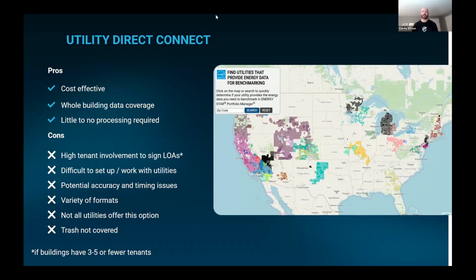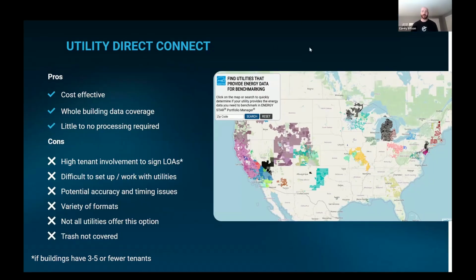First of all, if you're not familiar with this tool, Energy Star, for as long as it's around, actually, that reminds me, in the background, I'm going to launch a poll about Energy Star Portfolio Manager. I'll be interested to see the results here, but I'll continue as those come in. So Energy Star has a tool where you can type in your zip code and see if the utility offers the ability to get data directly.